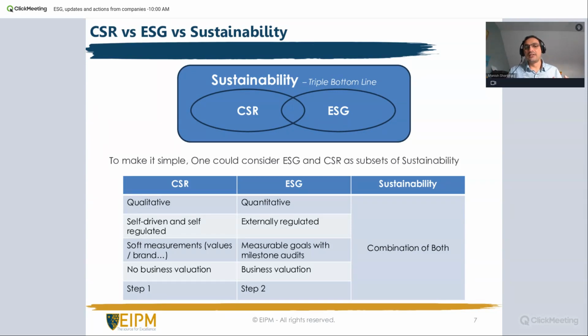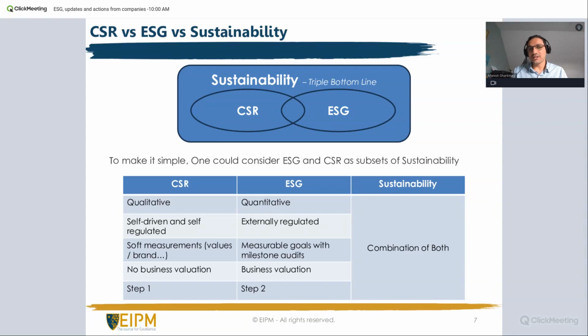So these are the subtle differences that exist, and as you can see here, sustainability as a superset is a combination of both these aspects. There are certain things which overlap as well, and it's a combination of these aspects. Okay, I've just added on a little bit.